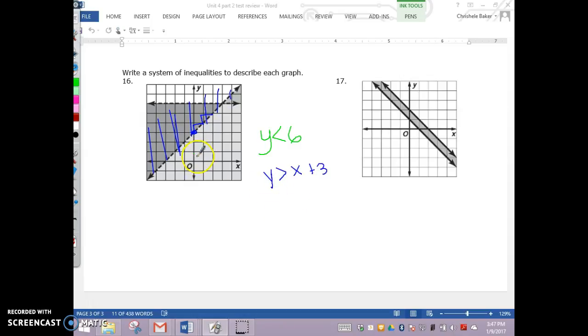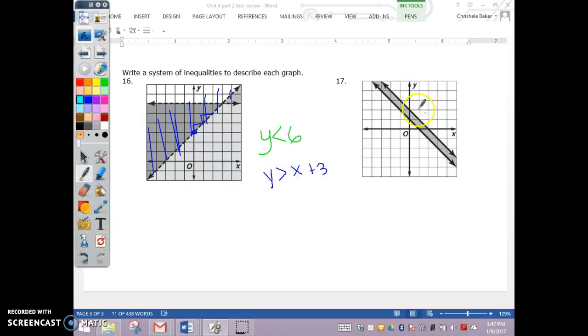You can always check. 0, 0 is not in the double shaded area. So is 0 greater than 0 plus 3? Nope. It's less than 6, but it's got to work in both.